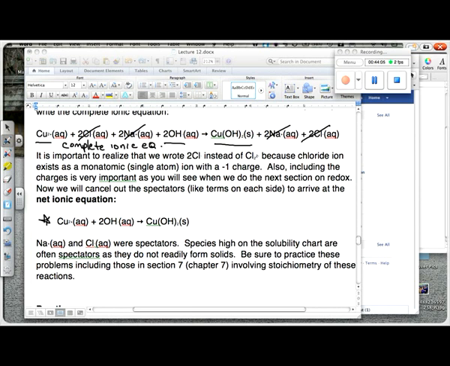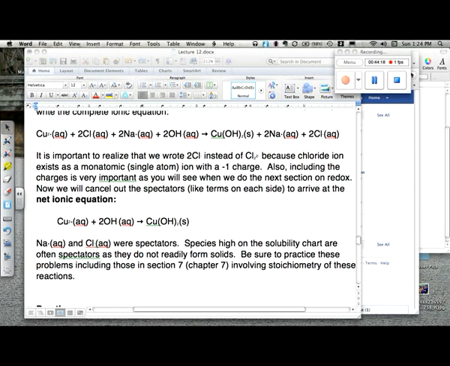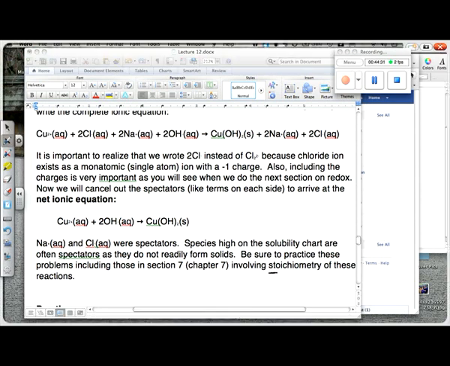Now, be sure to practice these problems, including those in section 7 of chapter 7 involving stoichiometry of these reactions. All right. I'm going to double check to make sure that's chapter 7. In fact, I'm going to pause here and go get the... Okay, I was correct. It is chapter 7. Don't worry about this word at this point. Most of you don't even know what it means. We're going to get to it in this set of material for exam 3, but don't worry about that.